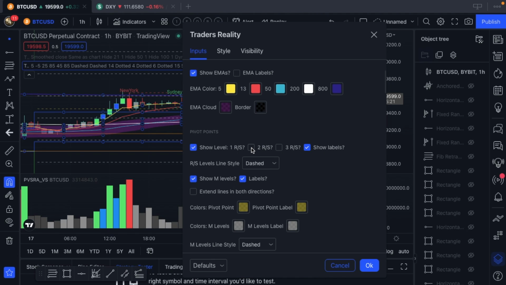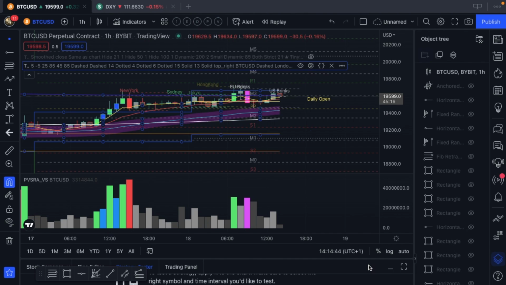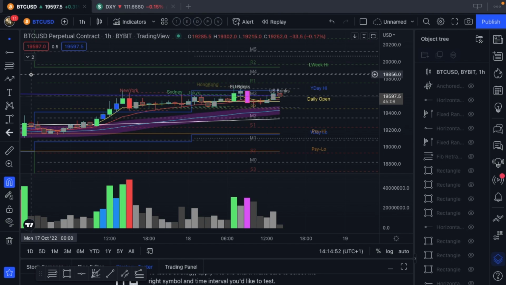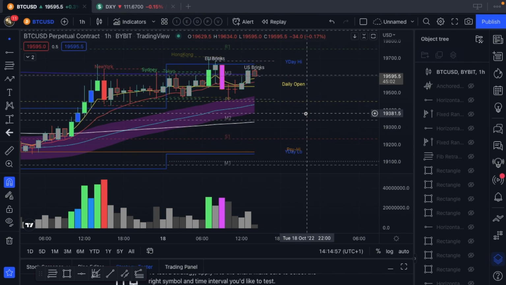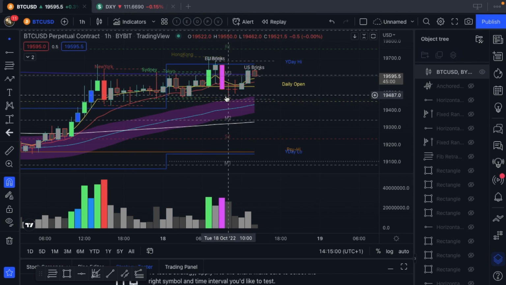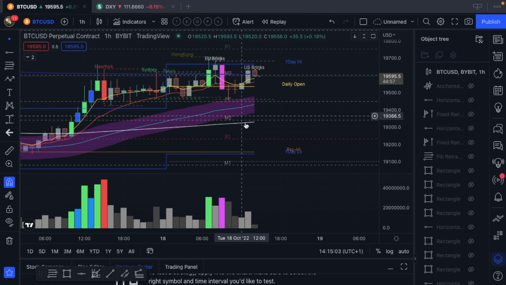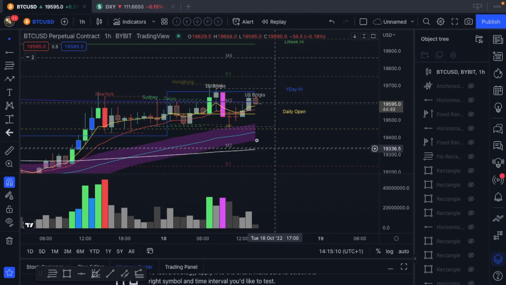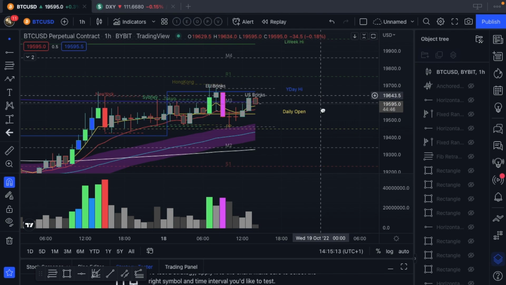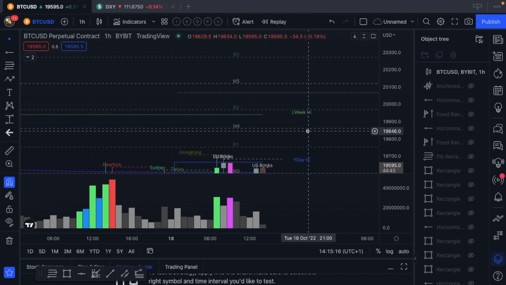We're going to show level 1, and there we go. All right, so it makes it a lot messier, but it's going to be easy to explain. So the PP is the pivot point, which is the center point of your pivots. And then you have S1, which is support 1, S2, which is support 2, S3 would be support 3. And then up to the top, we have R1, which is resistance 1, and resistance 2, and resistance 3.